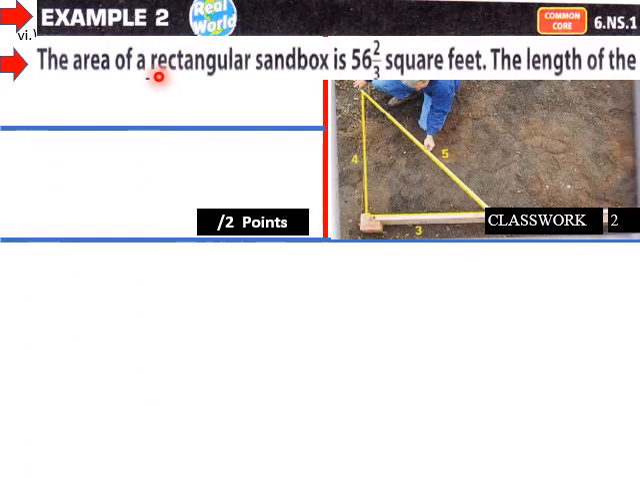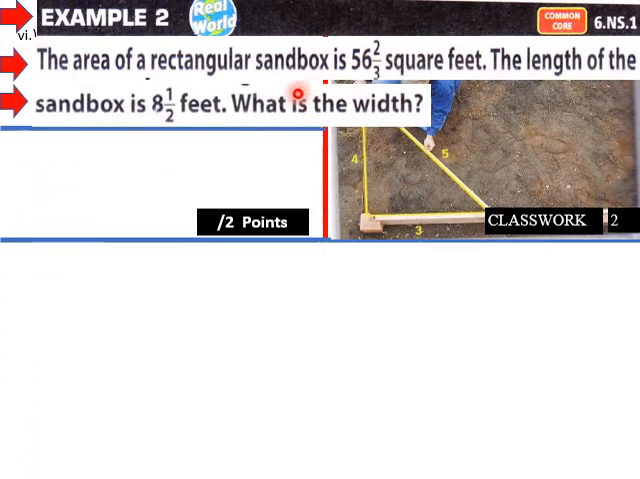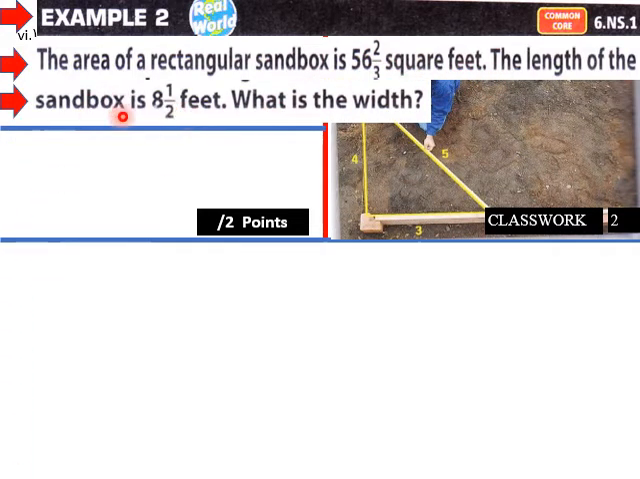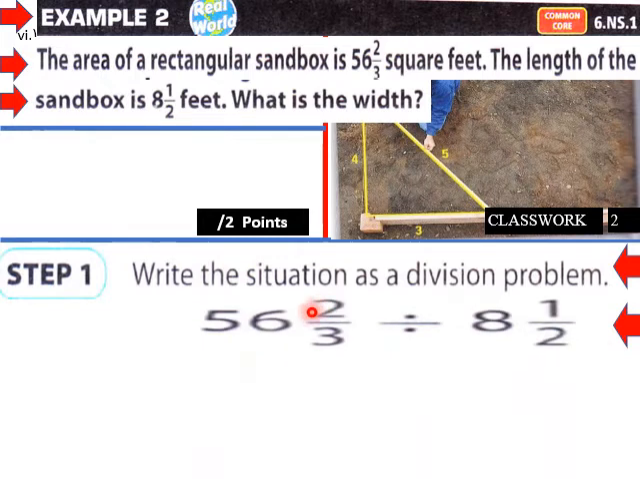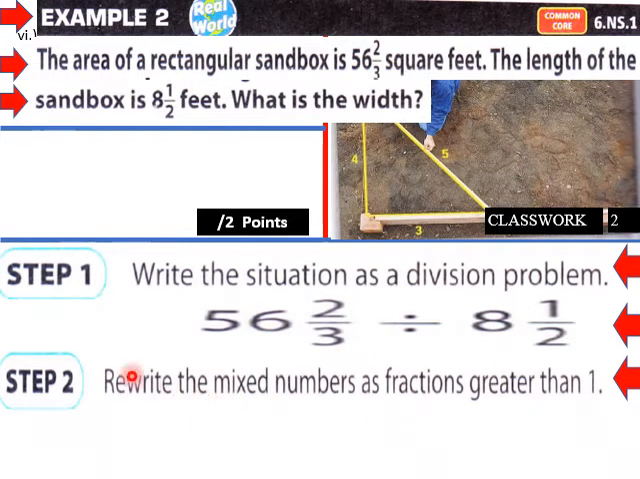Example 2, the area of a rectangular sandbox is 56 2/3 square feet. The length of the sandbox is 8.5 feet. What is the width of this sandbox? So to find the width, write the situation as a division problem. 56 2/3, which is our area, divided by 8 1/2, which is the length. That should give us the width, right?